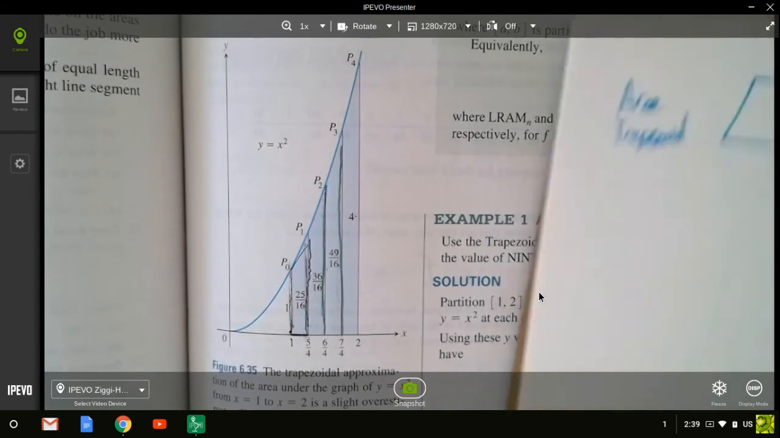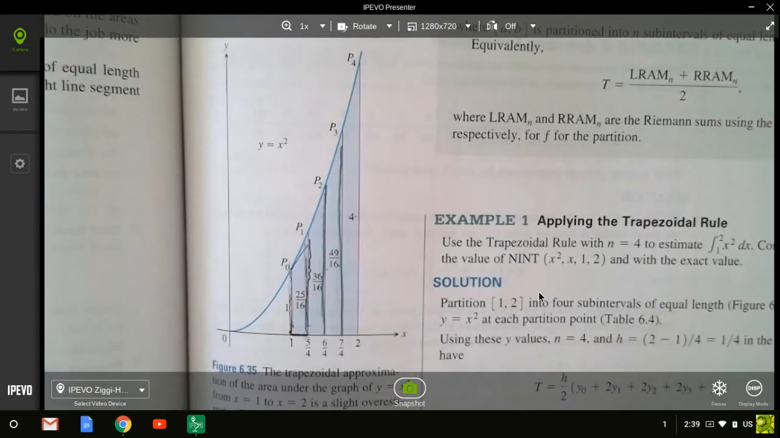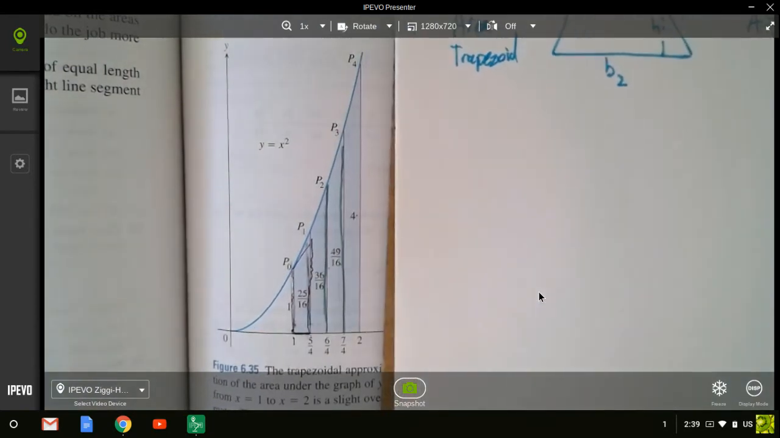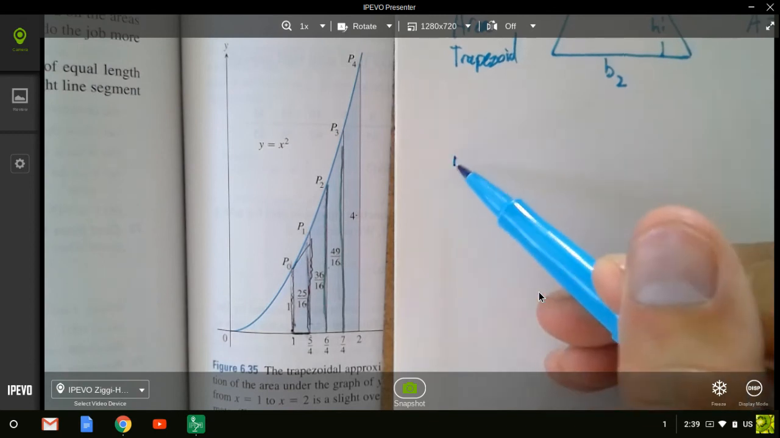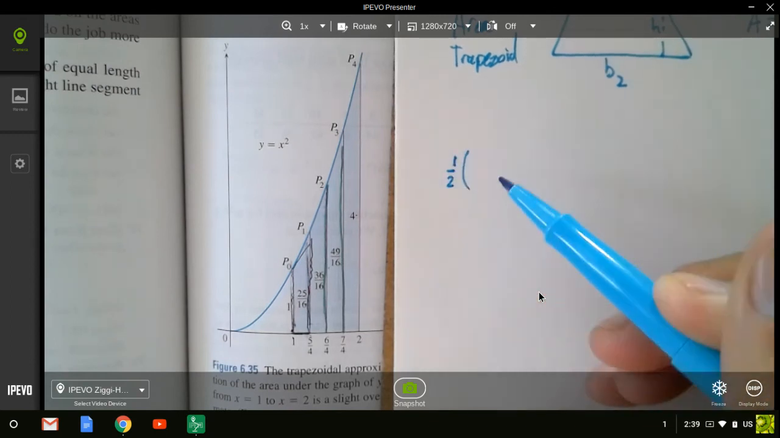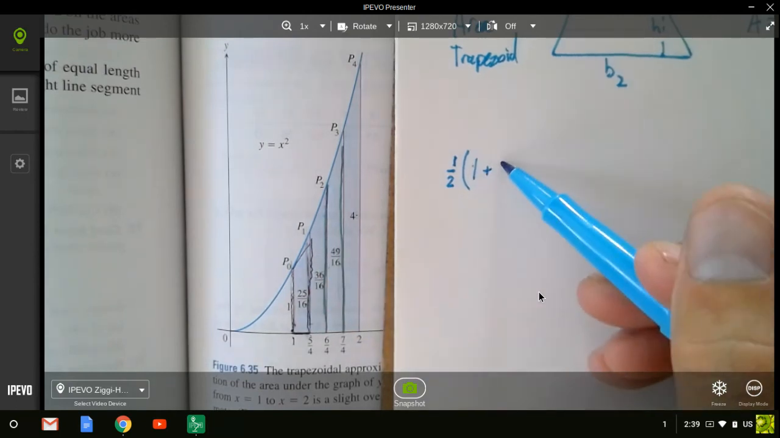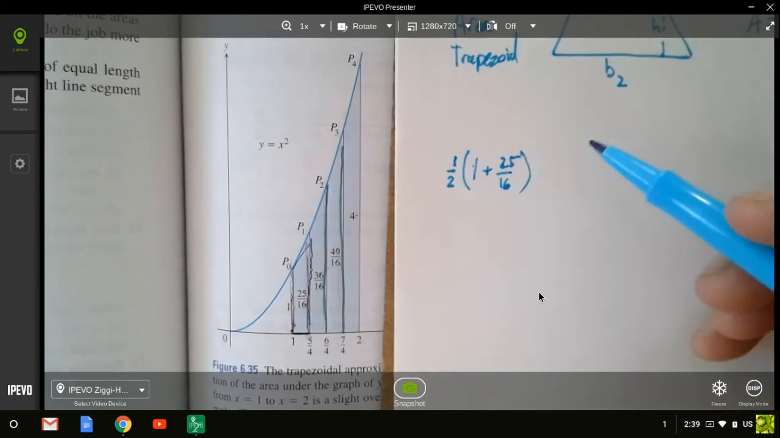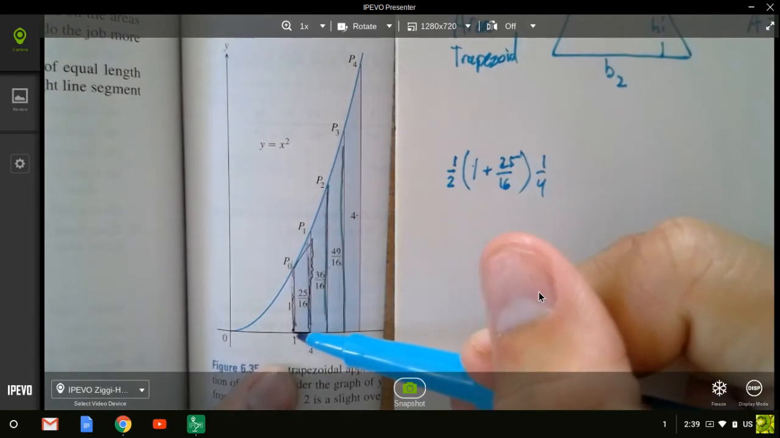Using this formula that we know. Does the answer have to be in fractions, or can I plug this into my calculator? You can plug this into your calculator, or you could just tell me how you would set this up. Put the lengths of the bases in. Okay, the length of the bases, and what are the bases? 1 plus 25/16, and then the height would just be 1/4. Yeah, nice. Because for the trapezoid, this is the height, and these are the 2 bases, right?